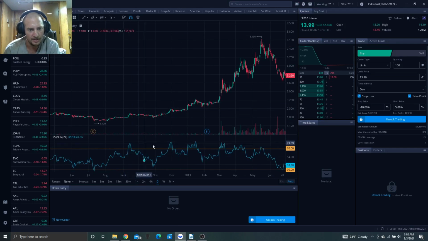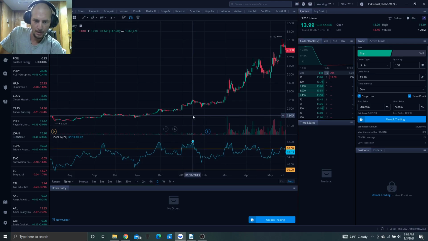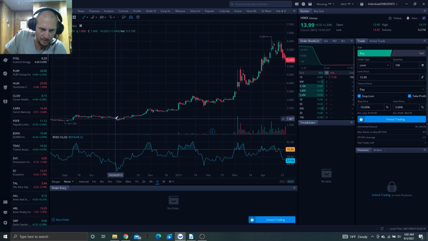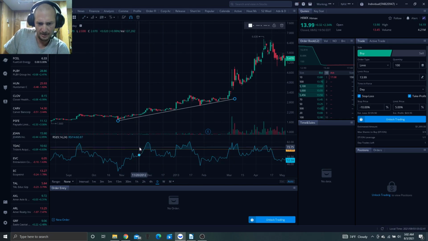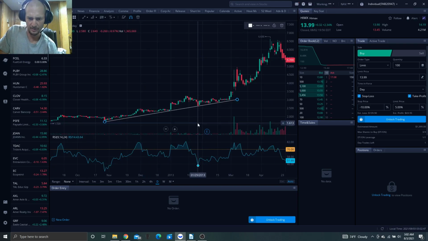So here's some pretty standard stuff. As you can see here, price is overbought, but it's not moving down, right? So let's just go over a couple of tricks here. You can see that we are clearly uptrending here. So generally, you're not going to want to take any short signals in an uptrend, right?